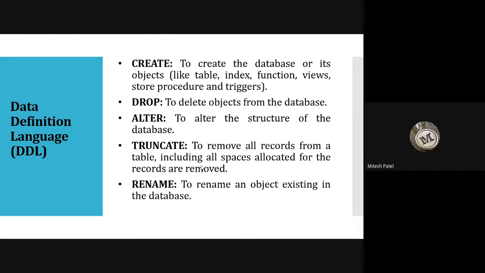Drop is used to delete the object from the database. Alter is used to change the structure of the database. If you want to change the structure of the database, the alter command will be used. What is in the structure? Data type, its size, like this. Truncate is used to remove all the records. Record means rows. Rename is used to change the name.